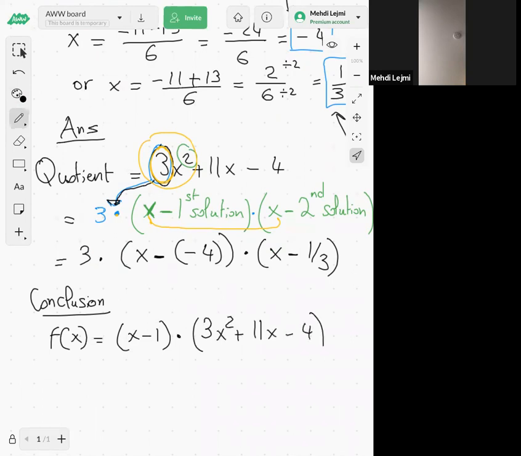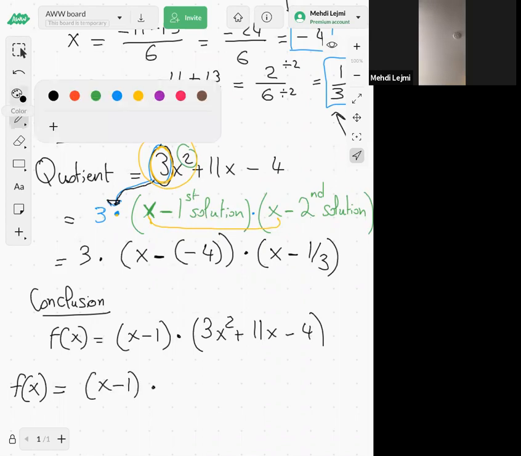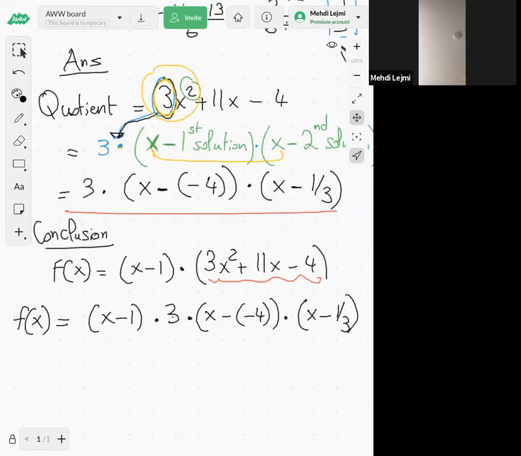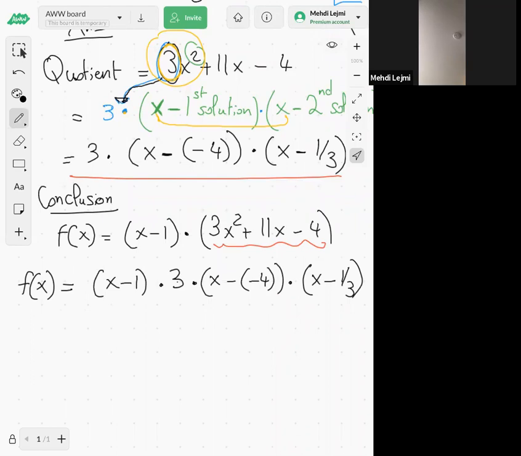But then we factored the quotient. So we said x minus 1 times, and this quotient here will be 3 times x minus negative 4 times x minus 1/3. Let's just move the 3 to the front. So f of x would be 3 times x minus 1 times x minus negative 4, that would be x plus 4, times x minus 1/3.